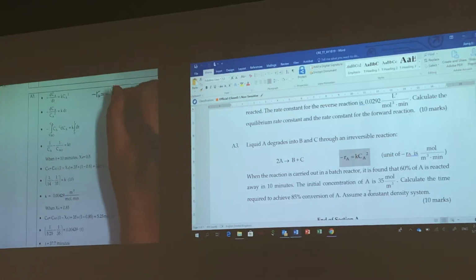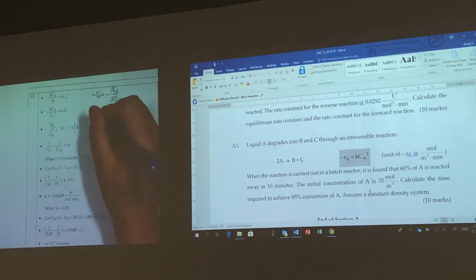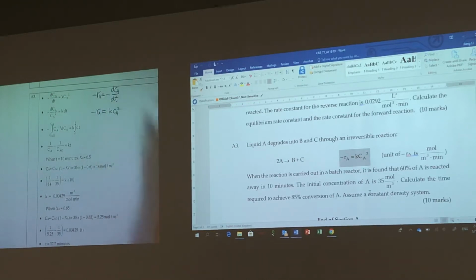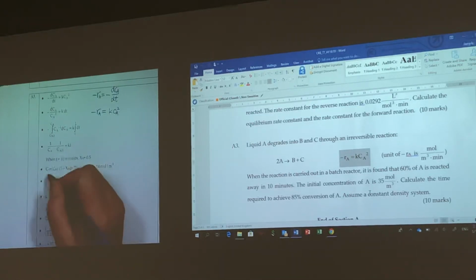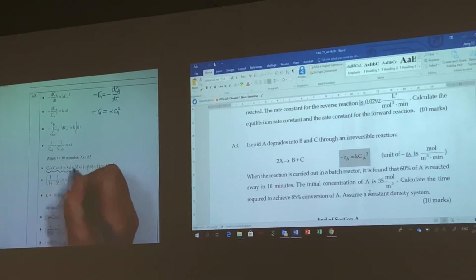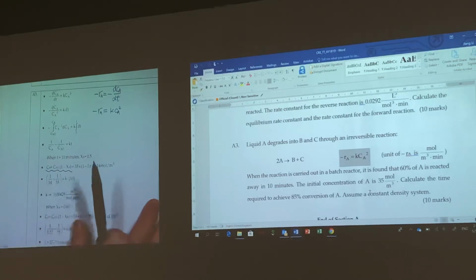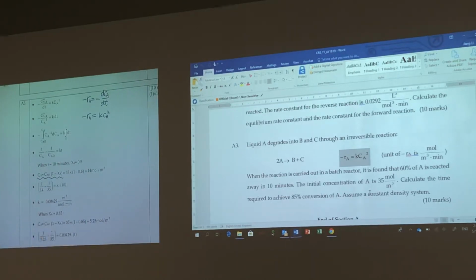This is for liquid phase. And then another one based on what is given. Then you let these two equal to each other. Then from here you derive. Please, this formula CA equals C naught times 1 minus XA, everybody needs to memorize. It will not be given. You have to know.